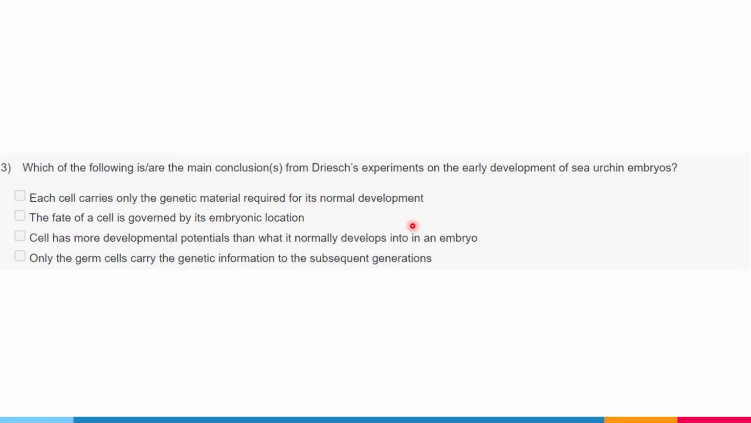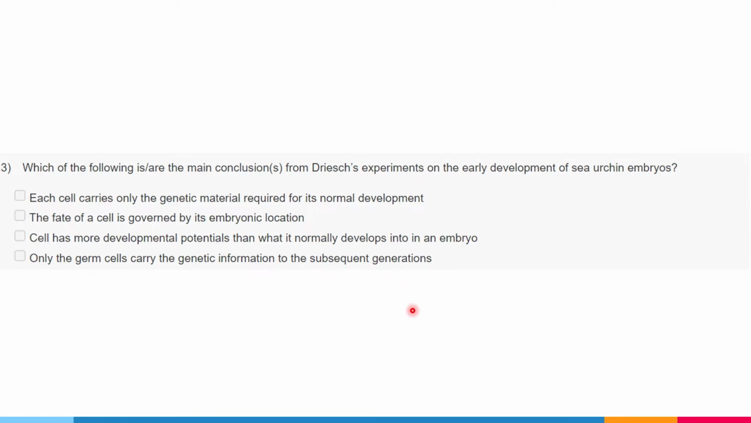So we move ahead. The next question is, which of the following is or are the main conclusions from Driesch's experiments on the early development of sea urchin embryos? The options are: each cell carries only genetic material required for its development. The fate of a cell is governed by its embryonic location. A cell has more developmental potential than what normally develops into an embryo. Only the germ cells carry the genetic information to the subsequent generation.